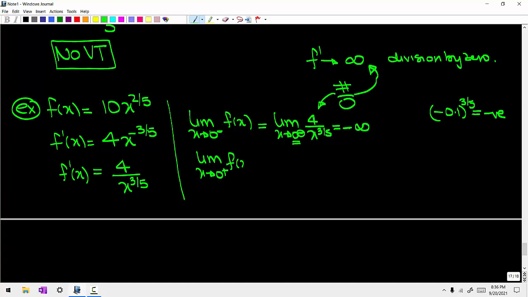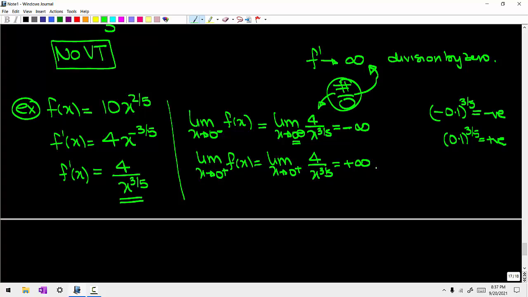Let's do the same thing for this guy, except this time we are coming towards 0 from the right of this function, of my derivative. Remember, we are checking the derivative. If you come from the right, you can pick 0.1. 0.1 raised to 3/5 is going to give us a positive number. So you have 4 divided by 0 is infinite, but because this is positive divided by positive, we're going to get a positive infinite. Because remember, this will give us infinite. It's just a matter of figuring out which infinite.